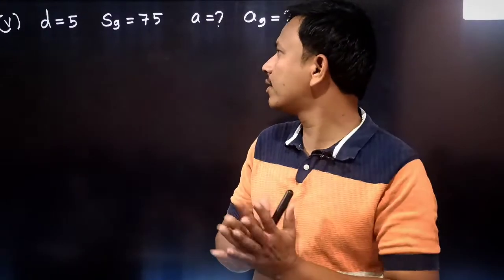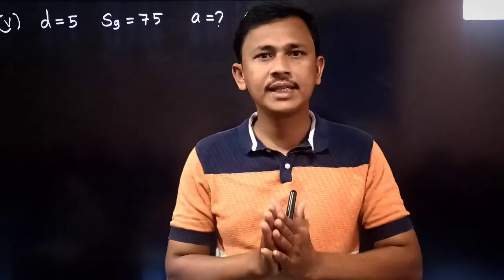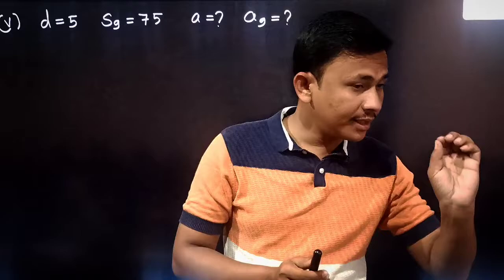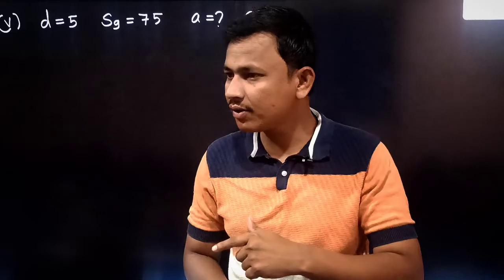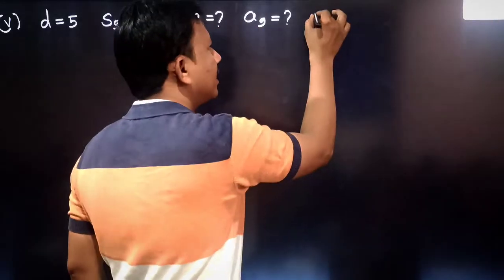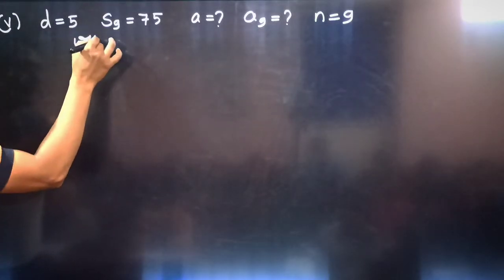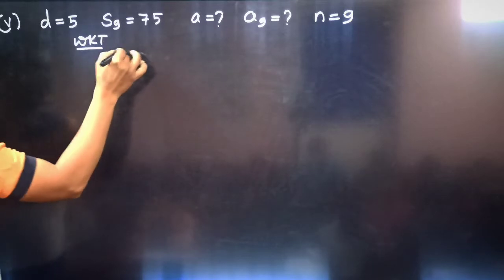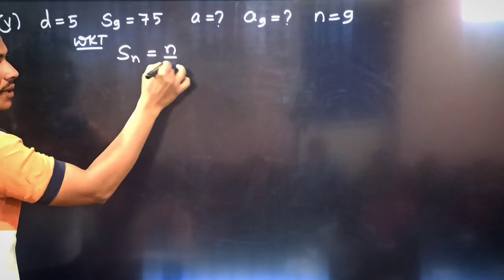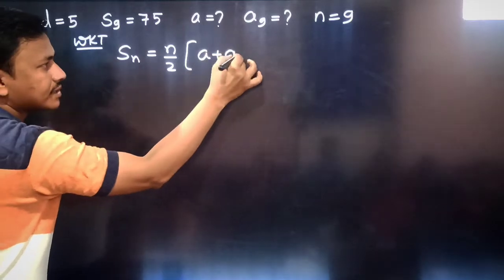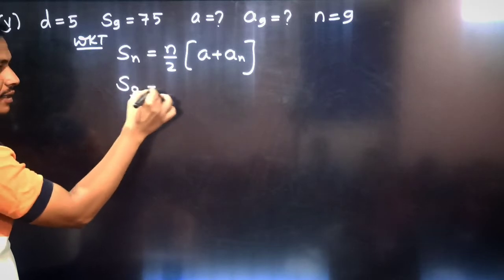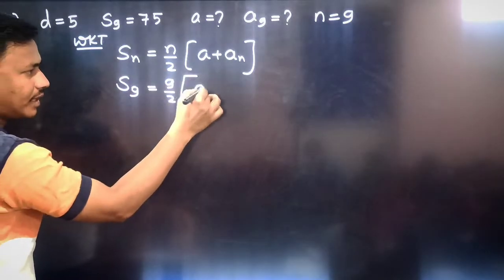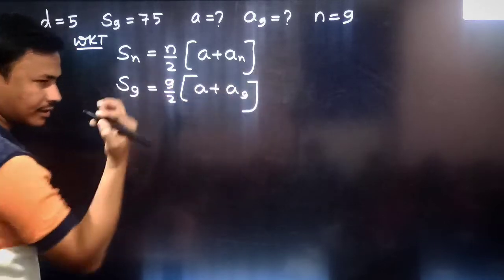The question is D is equal to 5, S9 is equal to 75, A is equal to question mark and also A9 is equal to question mark. S9, A9. That means N is equal to 9. Let us consider N is equal to 9. We know the small formula of Sn. We know that Sn is equal to n by 2 in bracket A plus An, correct? Okay. Yes, n value 9 is equal to 9 divided by 2 in bracket A plus A9.